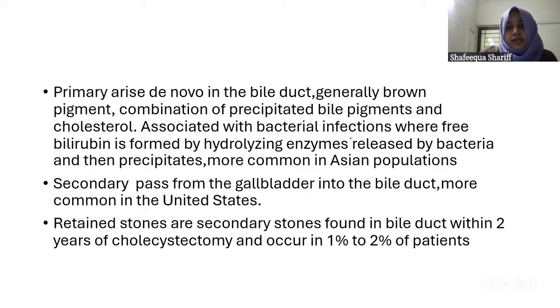They're also associated with bacterial infections, where free bilirubin is formed by hydrolyzing enzymes which are released by bacteria and then precipitates. So it is more common in the Asian population. Secondary stones pass from the gallbladder into the bile duct, and this is more common in the United States. Retained stones are secondary stones which are found in the bile duct within 2 years of cholecystectomy. And it happens in 1 to 2% of the patients.